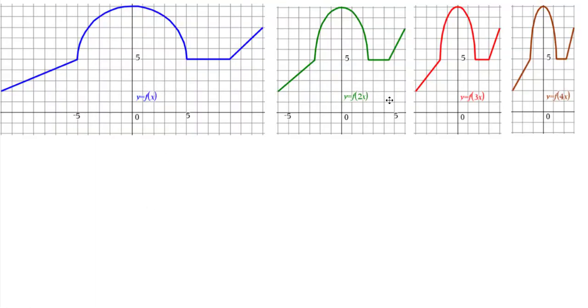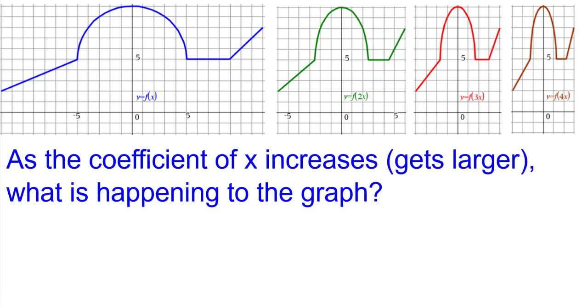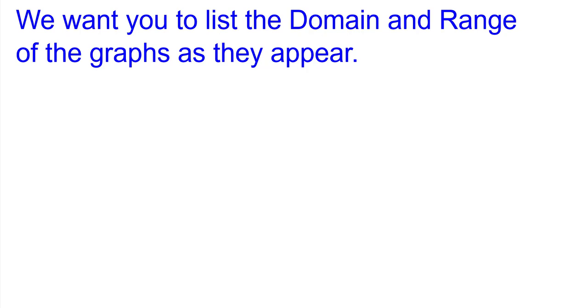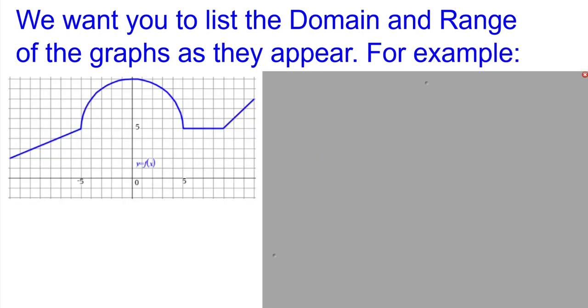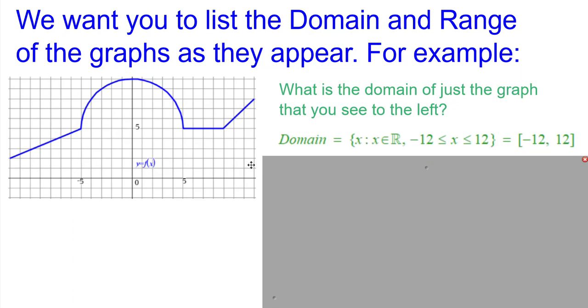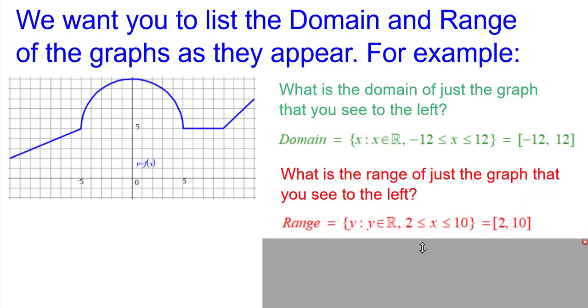Let's go ahead and look at those graphs side by side. Here's f of x, f of 2x, f of 3x, and f of 4x. And again, as the coefficient increases, what's happening to the graph? Getting narrower, as we said before. But let's go ahead and look at the domain and range of those graphs. So for this one, what would be the domain and range? Press pause as needed and then resume when you're ready. So the domain would be x goes from -12 to 12 inclusive, shown here. And the range goes from 2 to 10 inclusive.